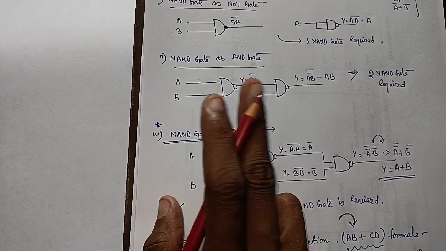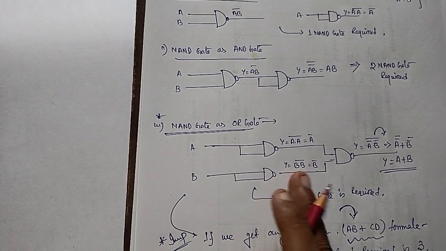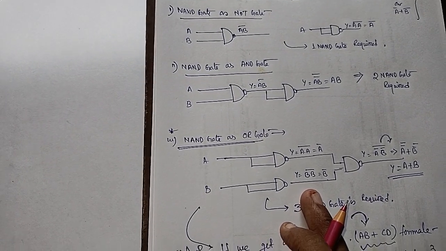We are implementing the NAND gate as an AND gate, and also as an OR gate. So for this reason, the NAND gate is called a universal gate.